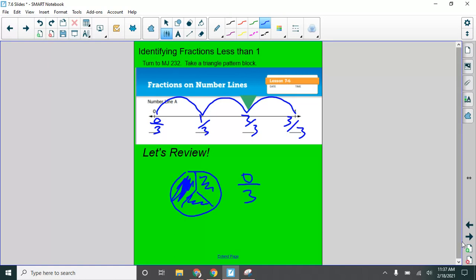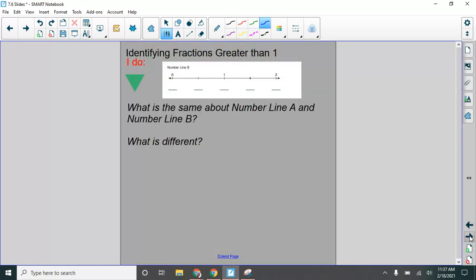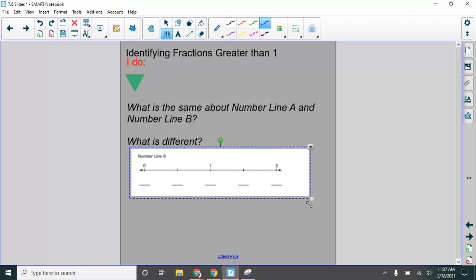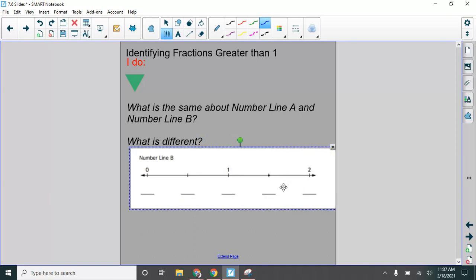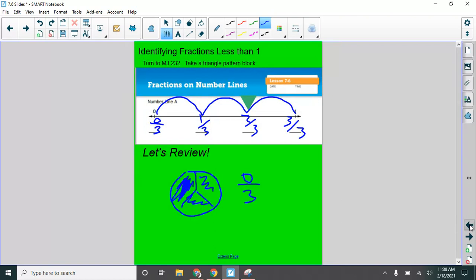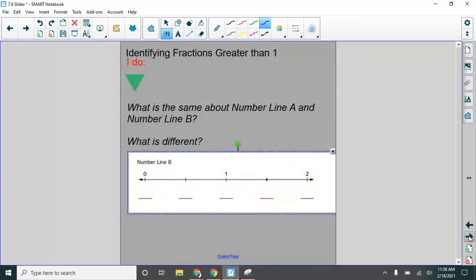All right. You're like, Mr. White, we did all that yesterday. Yes, we did. But now let's think about this. Here is number line B. Let me make it bigger here for us. What you can see, I want you to look at number line B and number line A. And I want you to tell me, let's start with one thing. We're going to do some comparing and contrasting here. What is one thing that is the same about these two number lines?